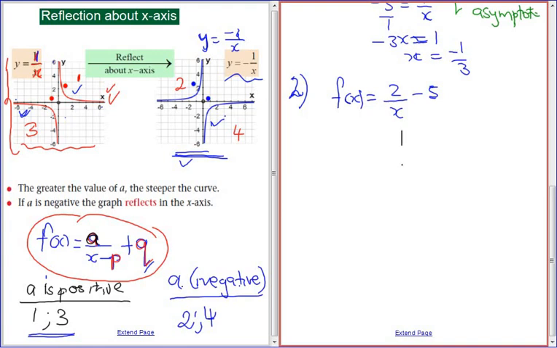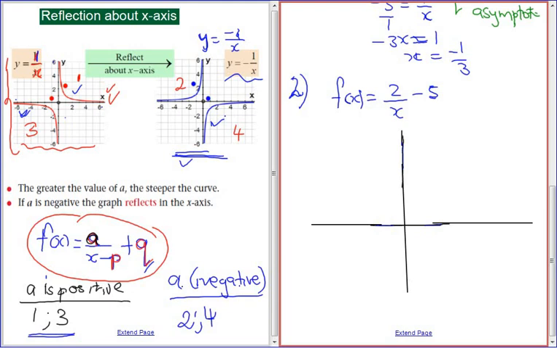Your y-axis and your x-axis. Right. Okay, so after you draw your y-axis and your x-axis, the next thing you do is to make sure that you put your asymptotes first.